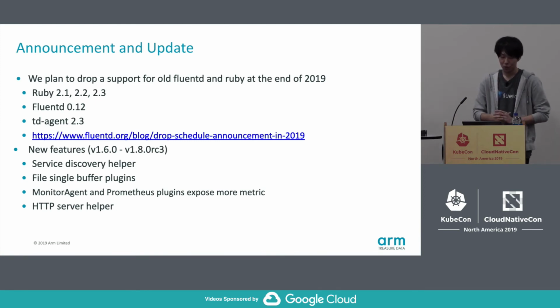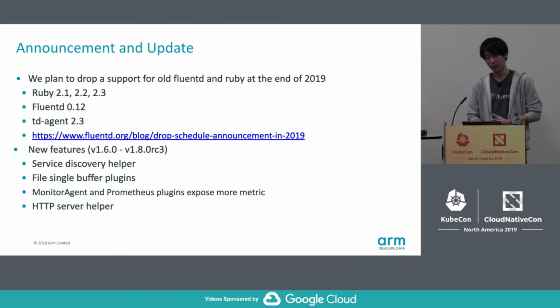And if you use Fluentd in a production environment, you monitor Fluentd itself. We increased the metrics which make monitoring Fluentd easy. If you are using the Prometheus plugin or the Monitor Agent plugin, you can get more metrics with this change. And there are a lot of other features and bug fixes for Fluentd. Thank you for your contribution.